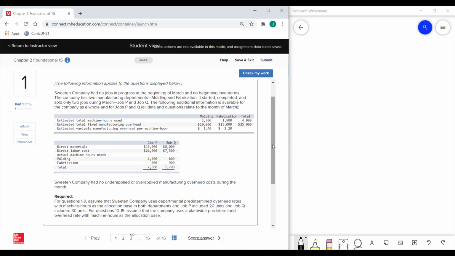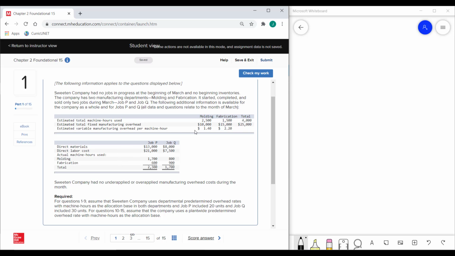We're looking at Sweeten Company, which had no jobs in progress at the beginning of March and no beginning inventories. The company has 2 manufacturing departments, molding and fabrication. It started, completed, and sold only 2 jobs during March, Job P and Job Q. The following additional information is available for the company as a whole and for jobs P and Q. All data and questions relate to the month of March.